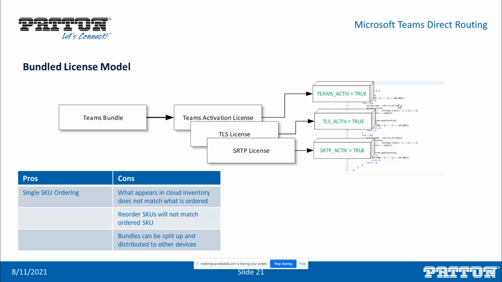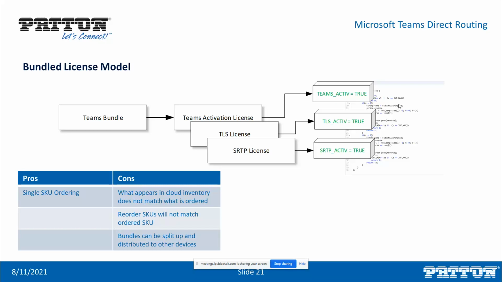The positive to this is you've got a single SKU to order. There's only one thing to keep track of. There's a lot of negatives though. If you're using the Patton Cloud, the cloud inventory, it's really cool because you can see all the various licenses you have and where you've provisioned them. It doesn't match. It doesn't say you've got a Teams bundle. It says you've got the TLS license, the SRTP license. So it's not one-to-one.